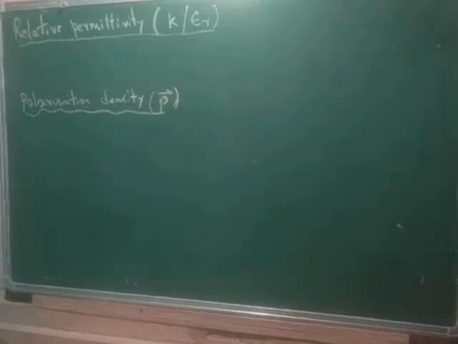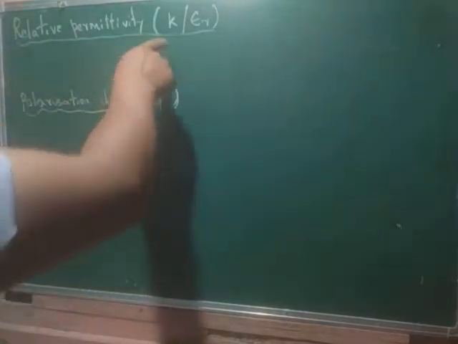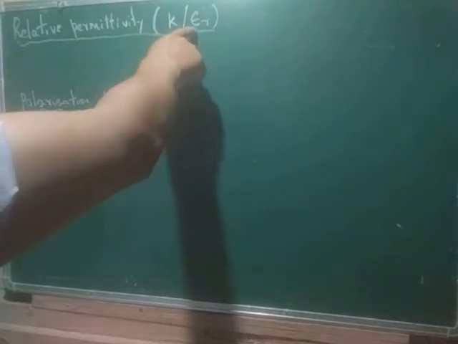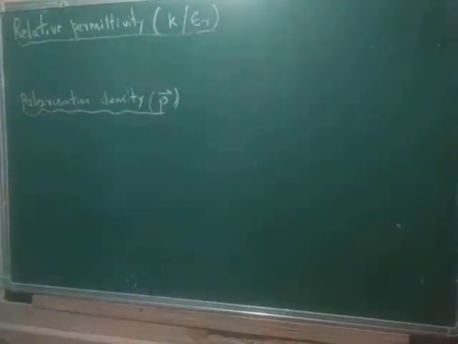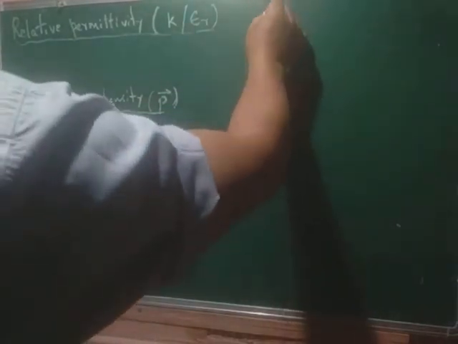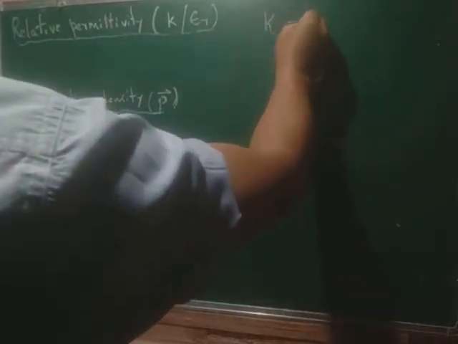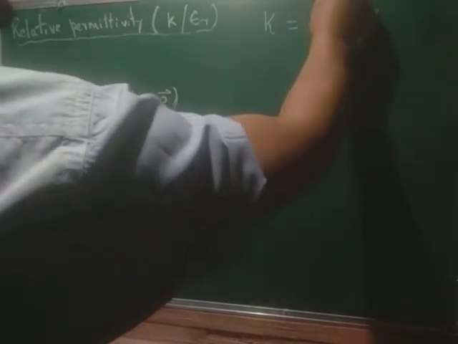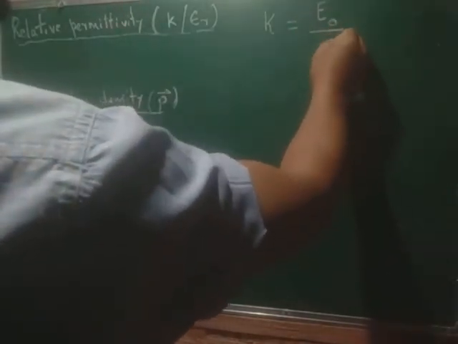Relative permittivity. Sometimes we denote it by the letter K or by epsilon R. It is defined as the ratio of the original field which you are applying to the dielectric to the reduced field, or the net field inside the dielectric. That means K is equal to E naught upon E.